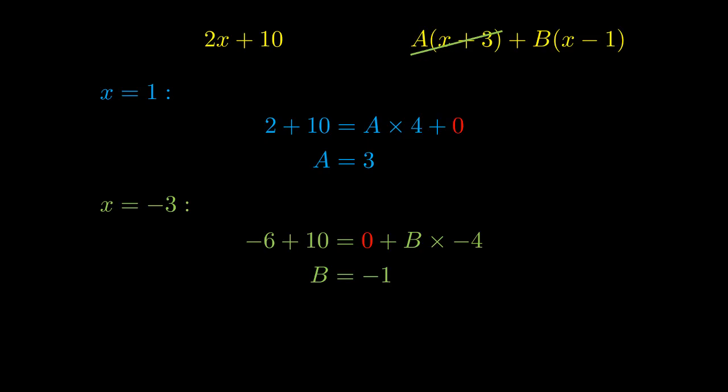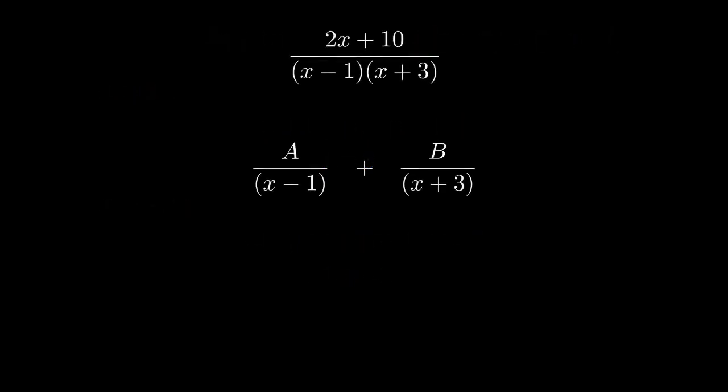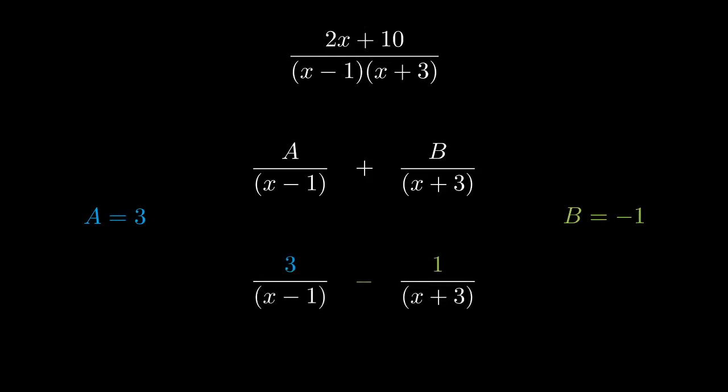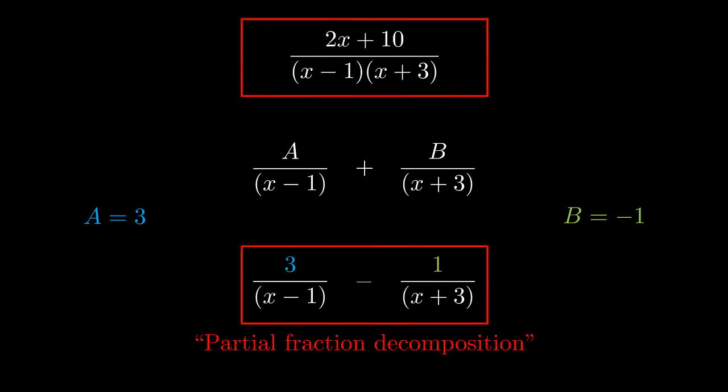So return now to what we had before. We wanted to have that top fraction as a sum of those simpler bottom ones, but now we've worked out that a must be 3, b must be negative 1, and so that tells you this is the partial fraction decomposition. The whole point was that these two things are the same, and the bottom one is called the partial fraction decomposition.